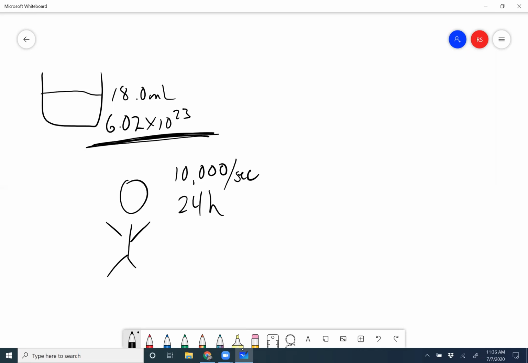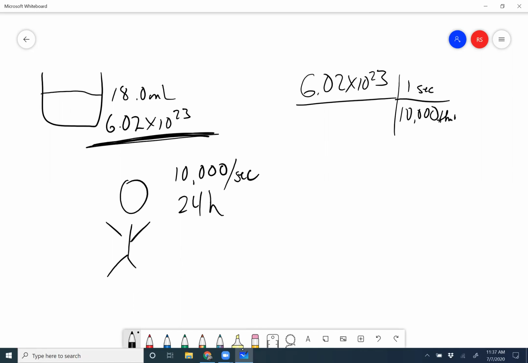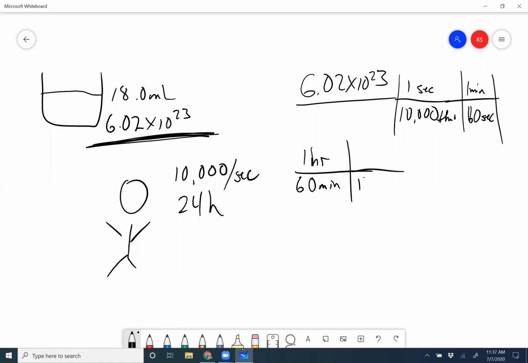Well, we have 6.02 times 10 to the 23rd things, and we can count them 10,000 times for every 1 second. So this will give us our seconds. Well, we want to get rid of seconds. We want to get into minutes. And then we want to get out of minutes and get into hours. We want to get out of hours, get into days, and then we want to get out of days and get into years. So how long would it take us to count to this number?